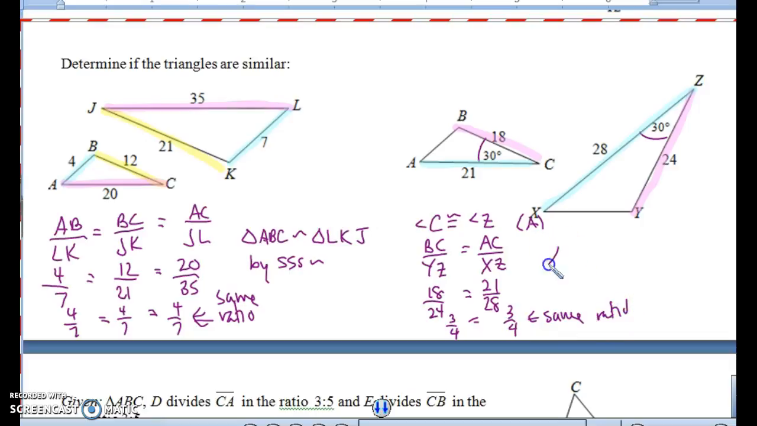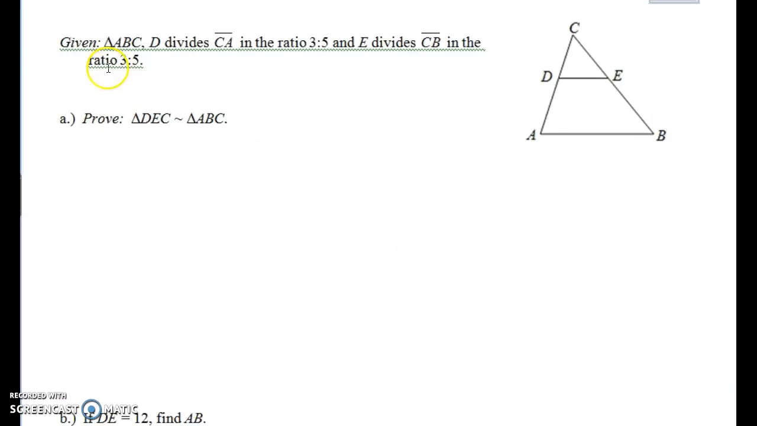So that means triangle ABC is similar to triangle, well, let's see, A corresponds to X, B corresponds to Y, and C corresponds to Z. So triangle ABC is similar to triangle XYZ by side angle side similarity. We proved the angle congruent and the sides on either side would be in proportion. All right, now let's try this in a little different way.